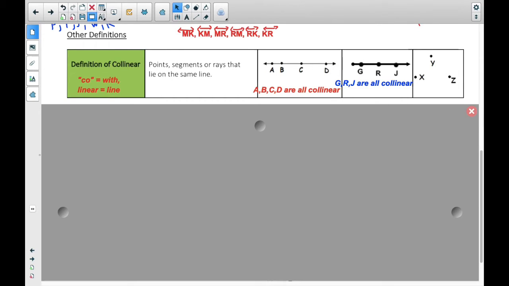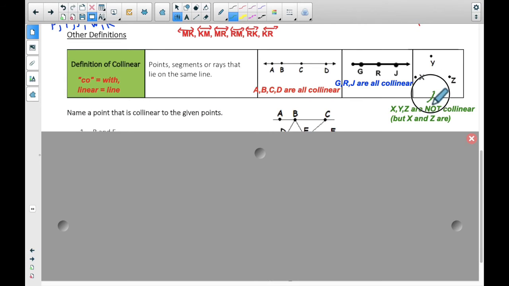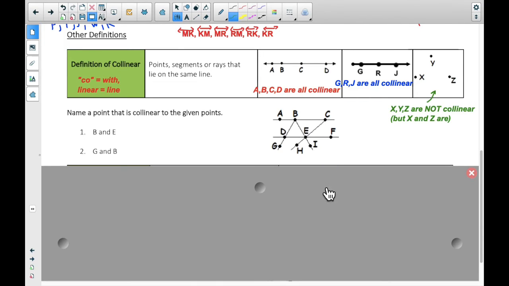Now these points, these are not collinear. And I kind of ran out of space here. But X, Y, and Z, those are not collinear. They are not on the same line. But X and Z are on the same line. They're collinear. Or Y and Z, those are collinear. Or X and Y are collinear. But the three of them together are not collinear. Okay, so kind of practicing that concept of collinear.